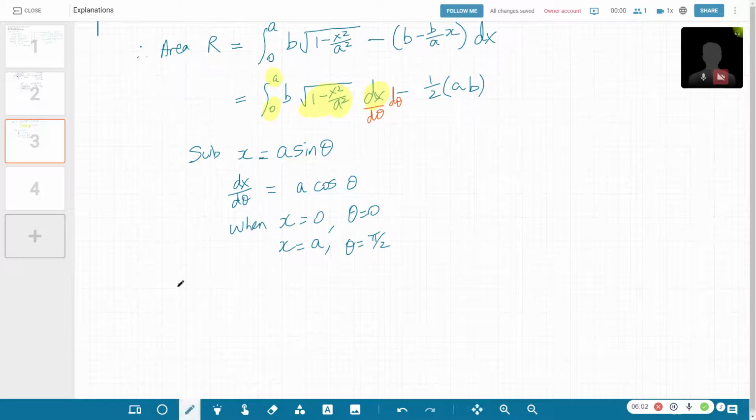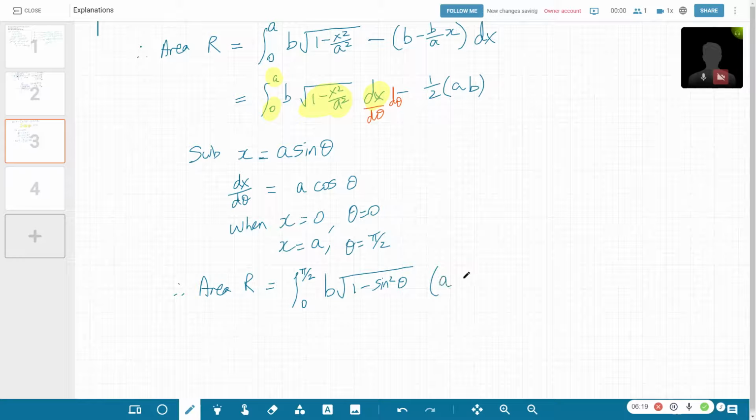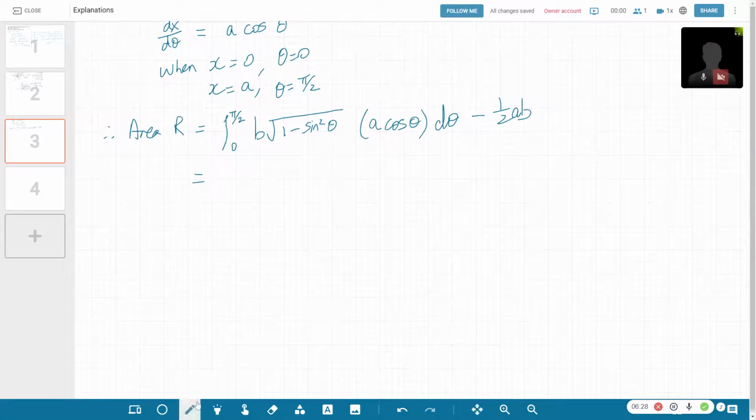So now we can do the integration. Your area R equals the integral from 0 to pi over 2 of b square root of 1 minus sine square theta, because a square sine square theta divided by a square, then a cosine theta d theta, minus half ab. This becomes an easier integration already. When you do 1 minus sine square theta, you know it's going to be cosine square theta. So I will change this to ab cosine square theta minus half ab.